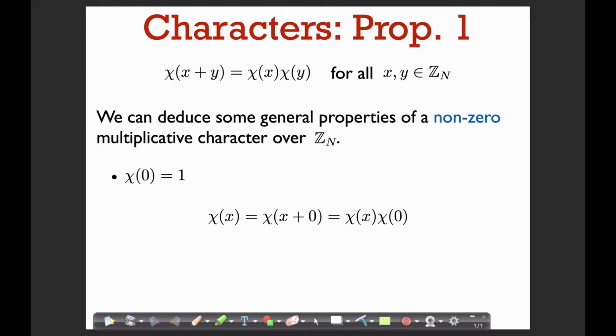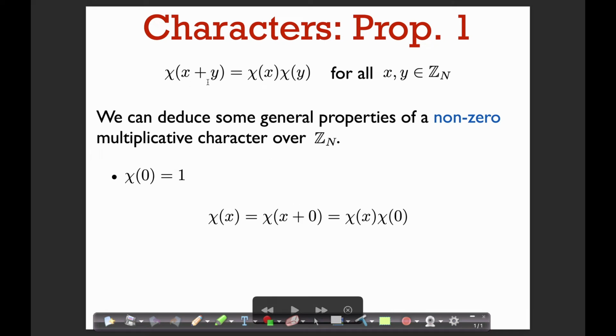Now we want to figure out what the multiplicative characters are over Zn. We're going to do this by figuring out some general properties that a non-zero multiplicative character over Zn must satisfy. The first property that we see is that if chi is a multiplicative character, then chi of 0 must be equal to 1. Why is that? Well, x, of course, is equal to x plus 0.